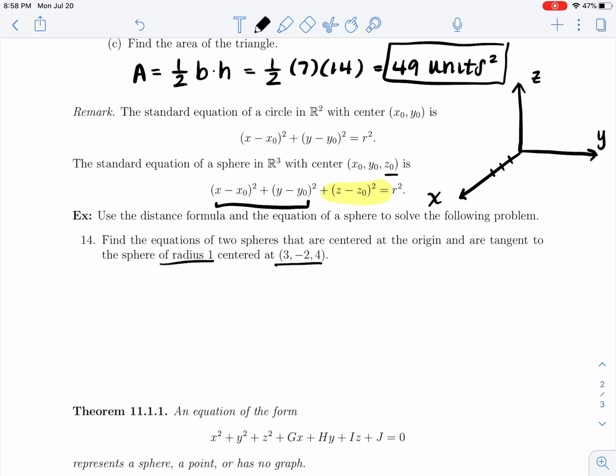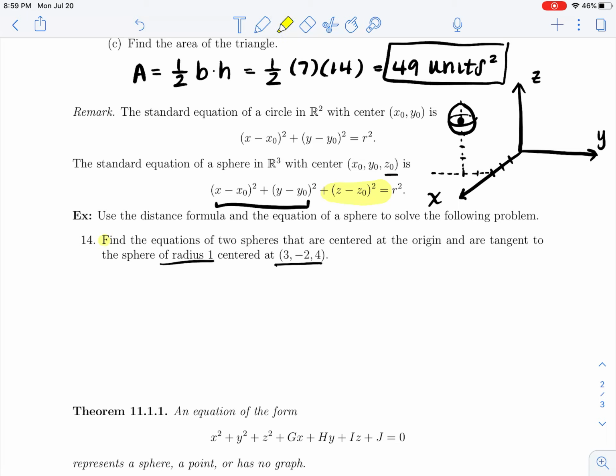So I want to go out 1, 2, 3 in the x. I want to go in the negative y direction, so I'm going to draw a negative y-axis coming out here, and I want to go 1, 2 in the negative y. And then from here I'm going to draw a little ghost z-axis, and I want to go up 1, 2, 3, 4 units. So here's my center, and then I want my sphere to have radius 1. I'm going to do my best to accurately draw a sphere of radius 1. All right, so here's my little sphere. This is the sphere that we're given.